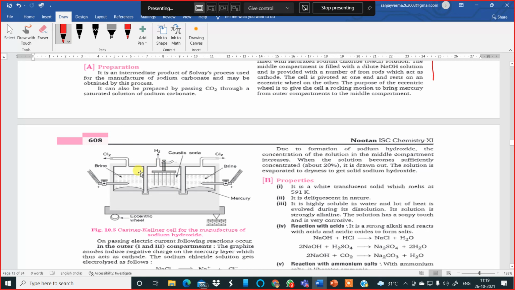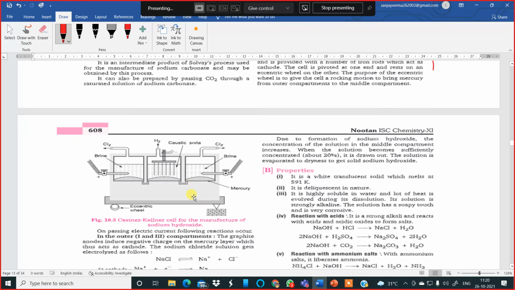Hydrogen gas is formed over here. Chlorine gas goes this way. This is the brine solution, which is sodium chloride solution. If you pass current over here, sodium hydroxide is manufactured on a large scale. Sodium hydroxide gets formed over here and it is collected at the base of the tank. So try to remember the name, only the principle.